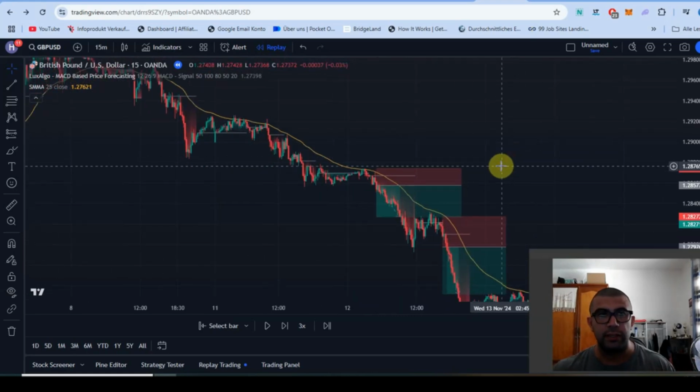You can use any currency pair that you want and go for it.